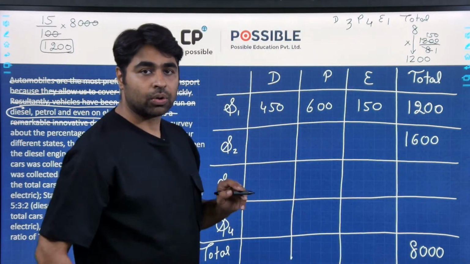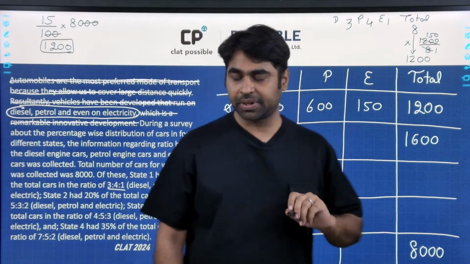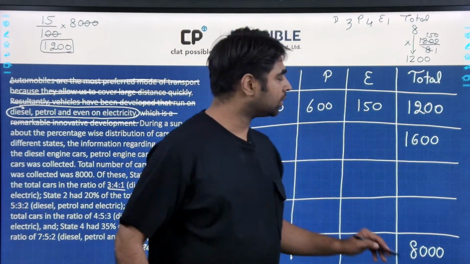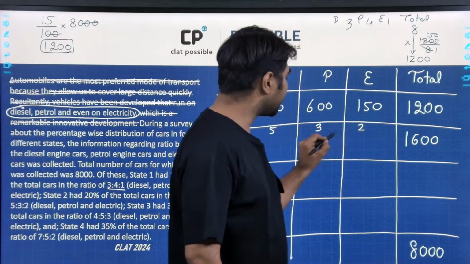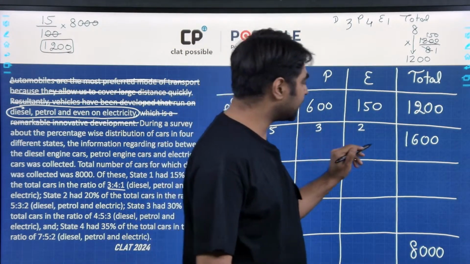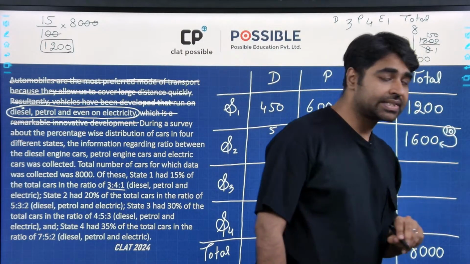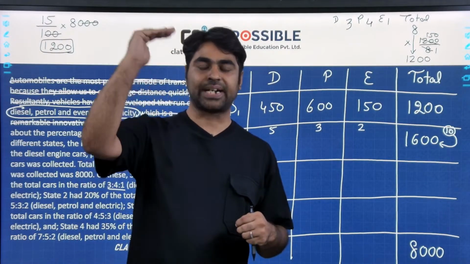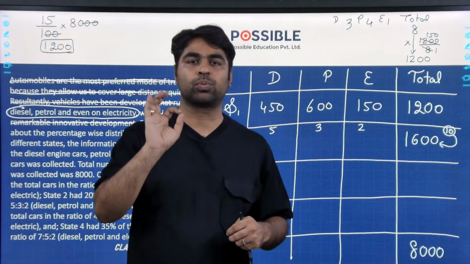Now, what is the multiplying factor logic? Let me do it here only. The ratio being used here for state 2 is 5, 3 and 2. So what is the total? 5 plus 3 plus 2, 10. But as per the question, it is not 10, it is 1600. So what is the multiplying factor? What should I multiply to 10 to make 1600? It will be 1600 upon 10, that is 160.